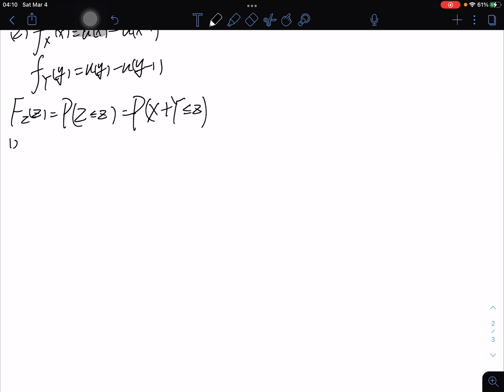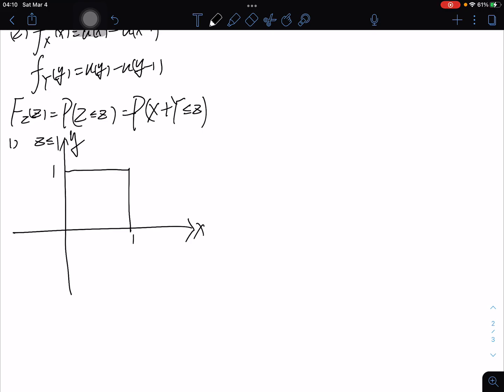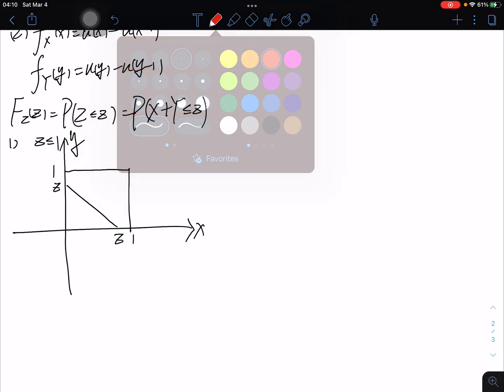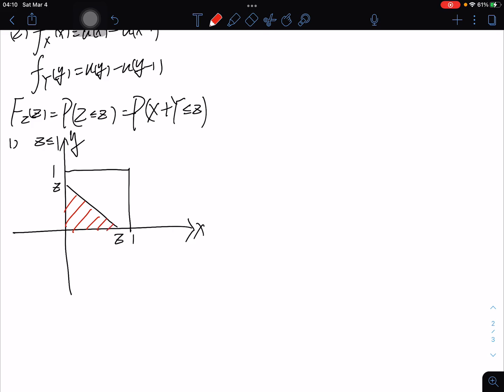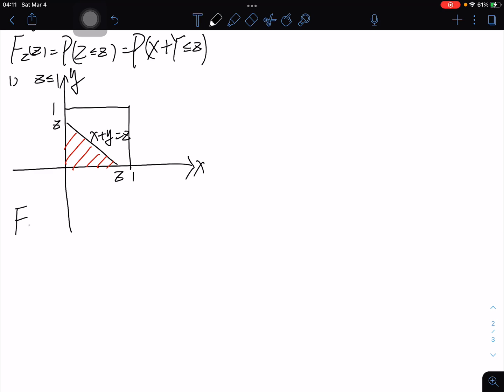So the first situation, z smaller than 1, we get the function as a square, and the line is x plus y equals z. So F_Z(z) equals, right?